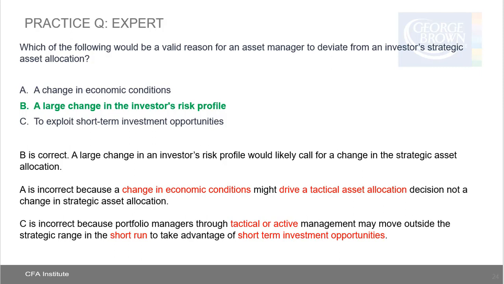So a nice little question. You have to zoom in and really understand the difference between the strategic asset allocation and the tactical asset allocation, and it's the investor's risk profile that determines the initial strategic asset allocation. And the only way you would deviate, a valid reason for deviating from that, would be a change in the investor's risk profile. Let's say they won the lottery, or they're moving from high income now to retirement, okay? But change in economic conditions, that's a factor in the tactical. And exploiting short-term investment opportunities, that's tactical.